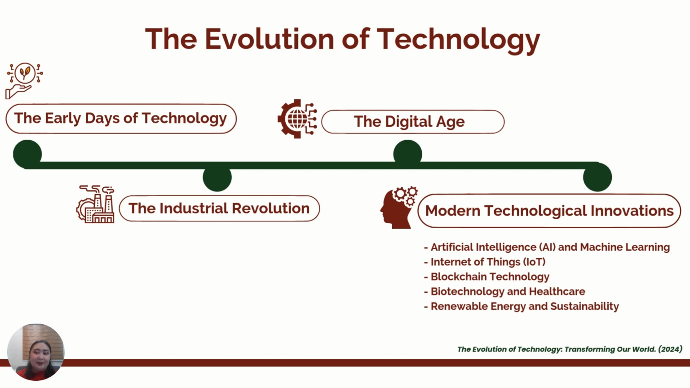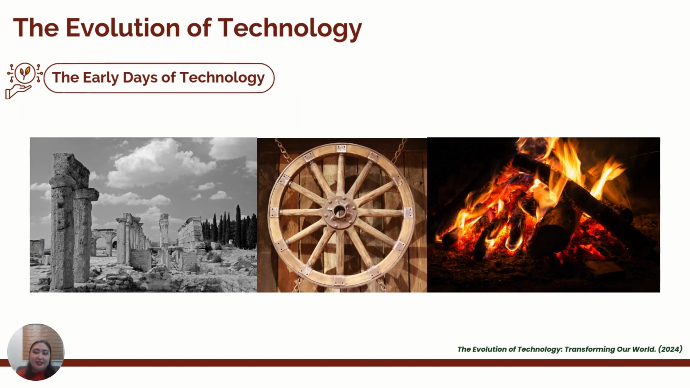This is a sample timeline of the evolution of technology, which starts in the early days of technology, followed by the Industrial Revolution, then the digital age, and the current modern technological innovations. The history of technology dates back to the dawn of human civilization. Early humans used simple tools made of stone, wood, and bone to hunt, gather, and build shelters.